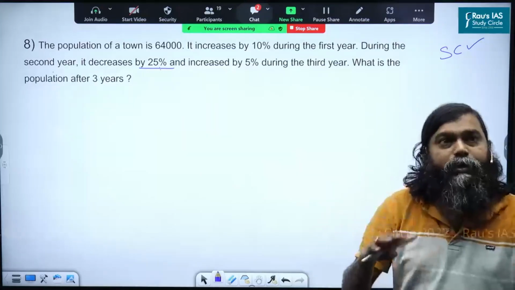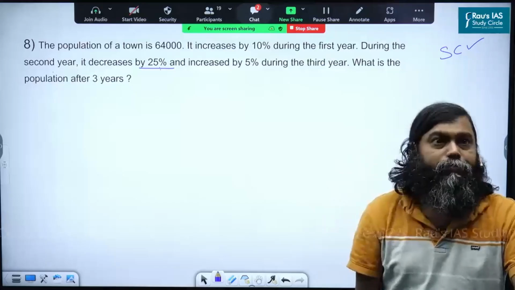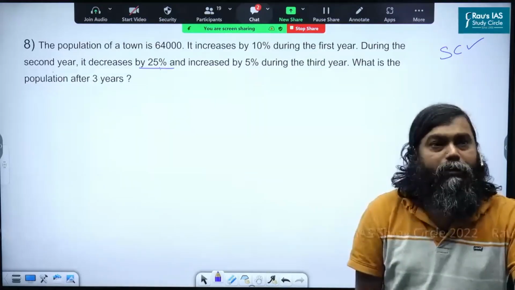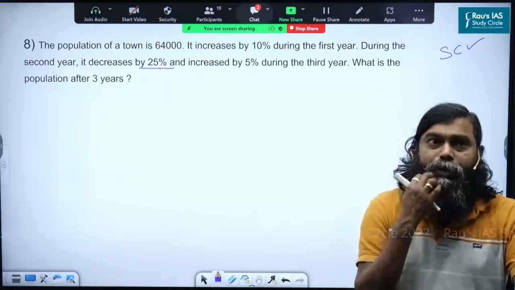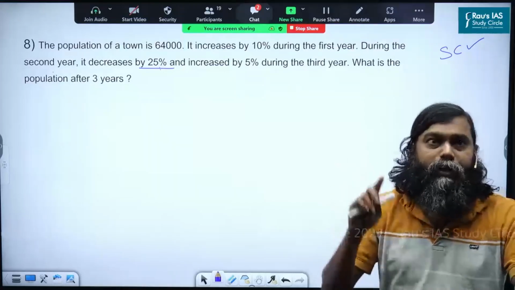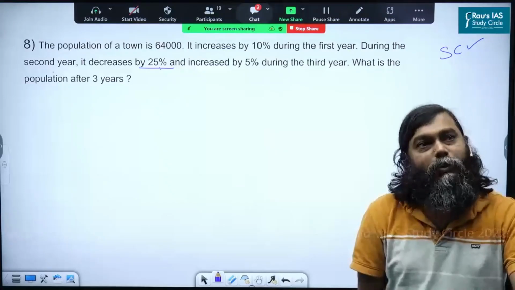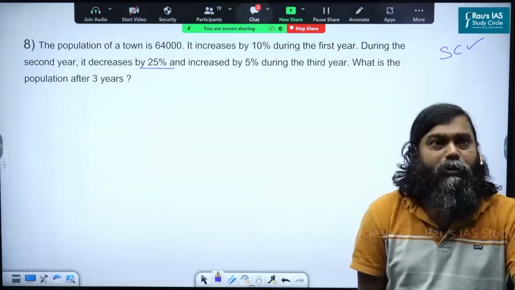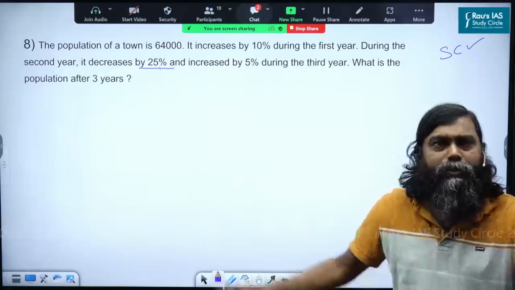Can we prefer generalization in this question? No. You know why? Can you prefer x plus y plus xy by 100? How many times do you have to apply the formula? Yes, 2 times. Understood? If you want, you can do that. Otherwise, you can avoid this.